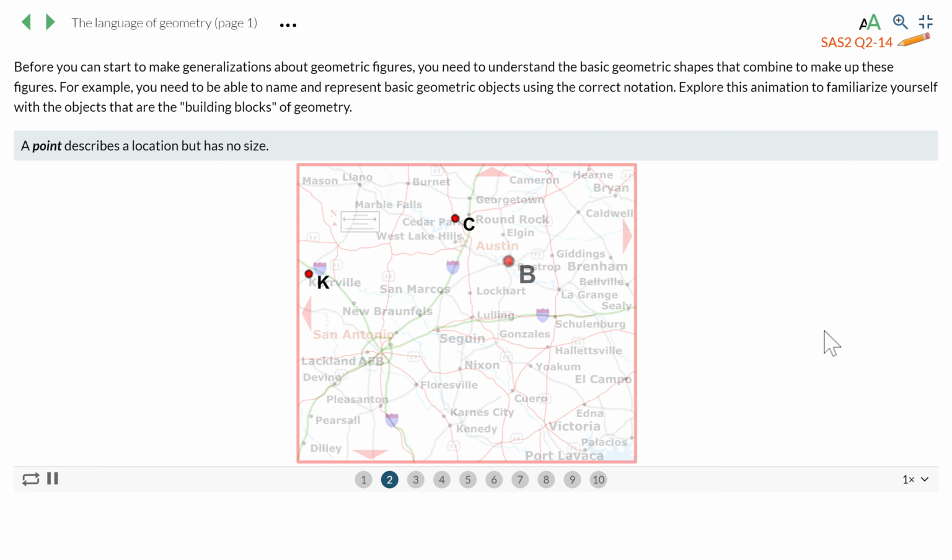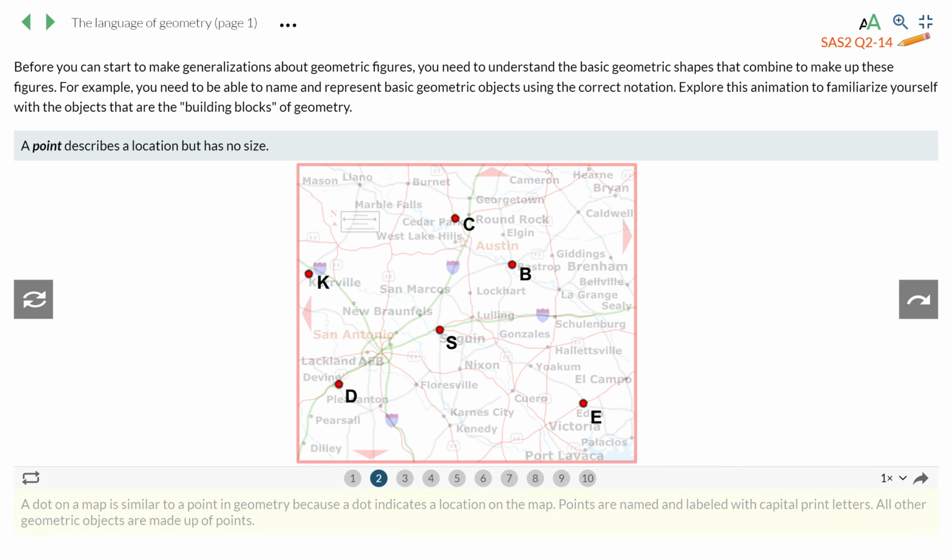A point describes a location, but has no size. A dot on a map is similar to a point in geometry because a dot indicates a location on the map. Points are named and labeled with capital print letters. All other geometric objects are made up of points.